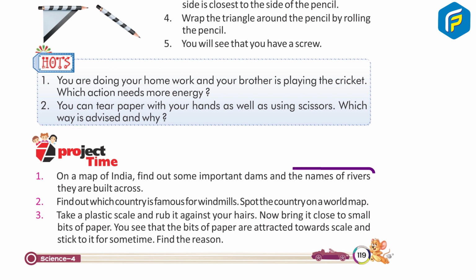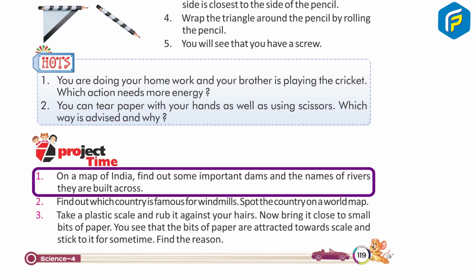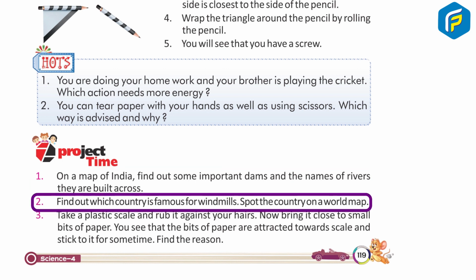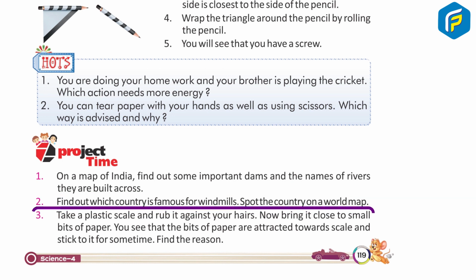Project time. 1. On a map of India, find out some important dams and the names of rivers they are built across. 2. Find out which country is famous for windmills. Spot the country on a world map. 3. Take a plastic scale and rub it against your hair. Now bring it close to small bits of paper. You see that the bits of paper are attracted towards the scale and stick to it for some time. Find the reason.